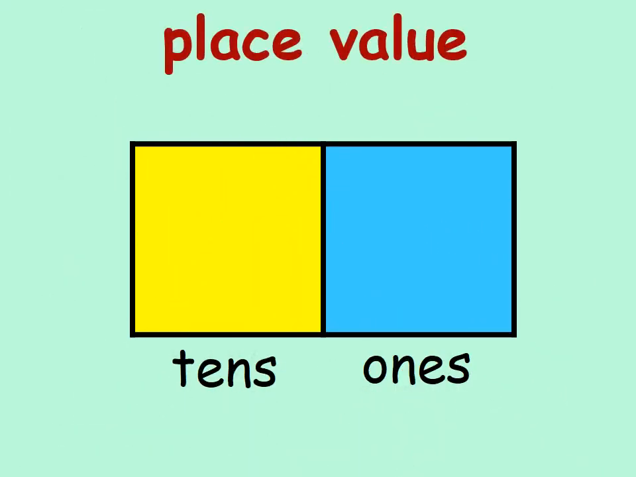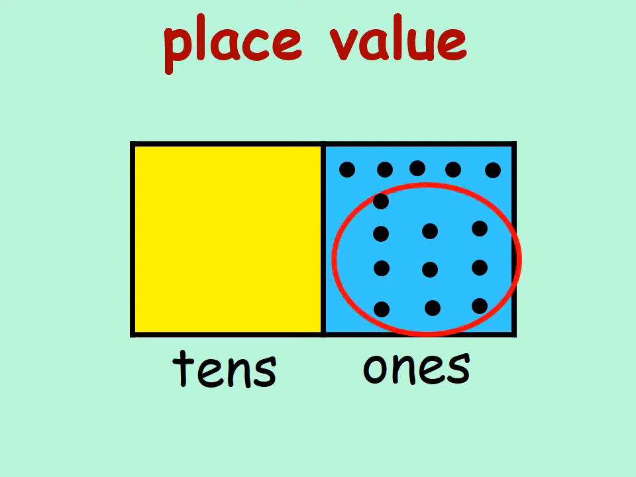All right, let's count the dots. 1, 2, 3, 4, 5, 6, 7, 8, 9, 10, 11, 12, 13, 14, 15. Whoa, we can't have that many. Can we get a group of 10? Sure we can, right here. There's one group of 10. And where do we move it? Over here to the yellow, to the 10s. We just have one group of them.